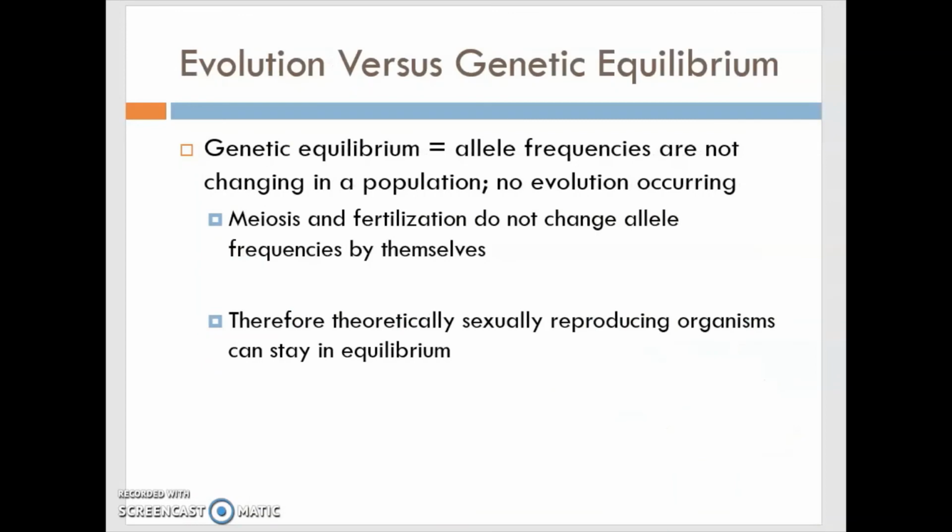We've been talking about evolution and change over time. Whenever a population reaches genetic equilibrium, this means that the allele frequencies aren't changing, so no evolution is occurring.